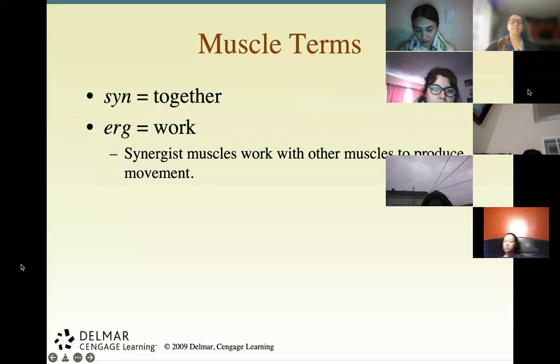Now another of these root words that we're going to be looking at. So syn, that means to be together. Erg is also to work. So think of synergist. This is an example. Synergist muscles work with other muscles to produce movement. So they're all working together to get that portion of the body to move. And they're all going in the same direction. They're all moving together.